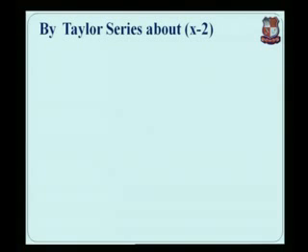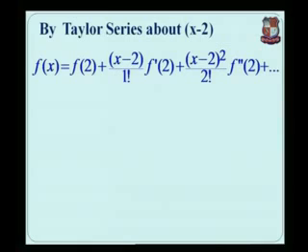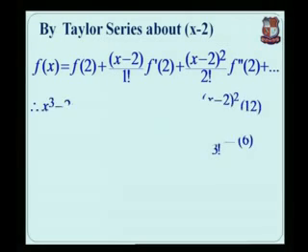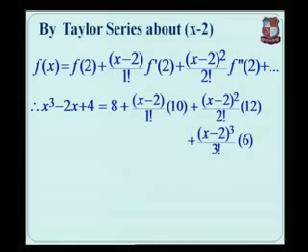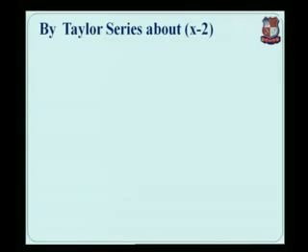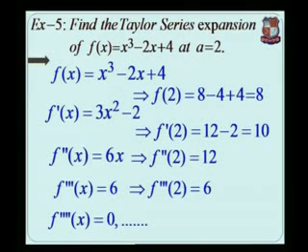So by Taylor series about the point x minus 2, this is the formula where a is replaced by 2: f(x) is equal to f(2) plus (x minus 2) by 1 factorial f'(2) plus (x minus 2) square by 2 factorial f''(2), and so on. Now the polynomial is x cube minus 2x plus 4. The first term is f(2). We know that f(2) is 8, f'(2) is 10, f''(2) is 12, and f'''(2) is 6.